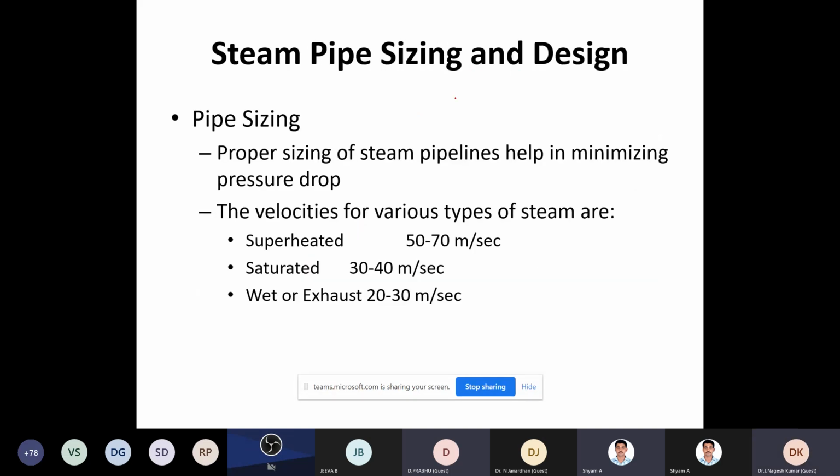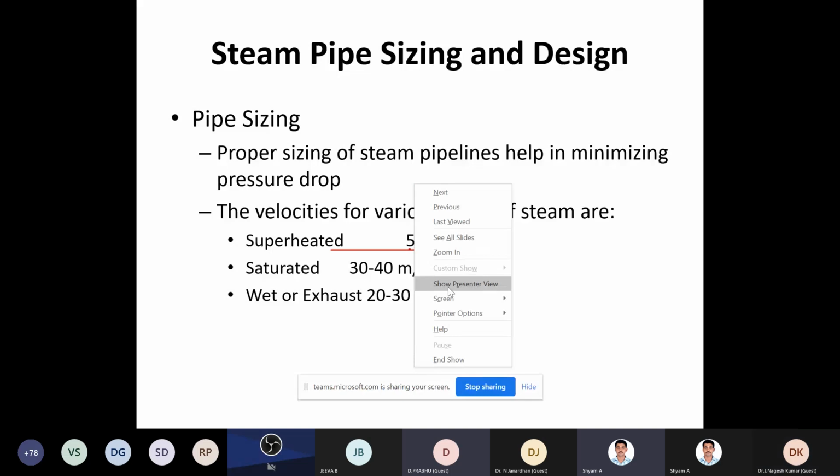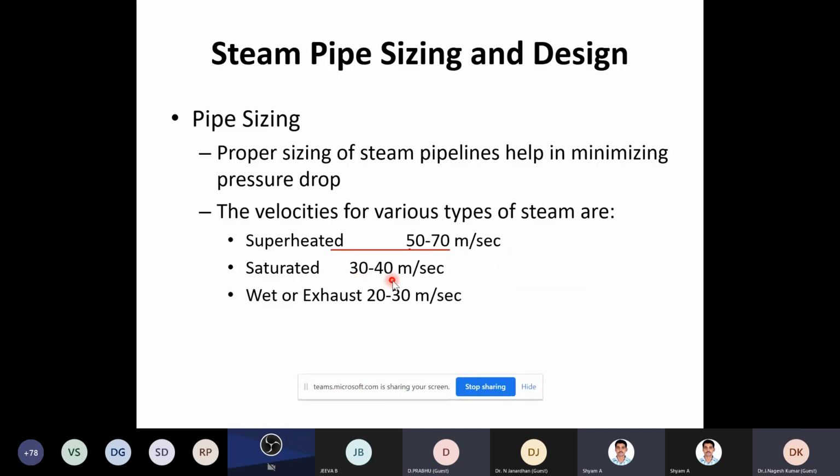And these are the velocities we are discussing. 50 to 70 meters per second for the superheated steam, saturated steam will be at a lower velocity, 30 to 40 meters per second, and wet steam will be at 20 to 30 meters per second. Superheated steam is hardly having any moisture or water droplets. Saturated steam is not supposed to have any droplets, maybe a little bit of droplets will be there. Wet steam will have a lot of water droplets.